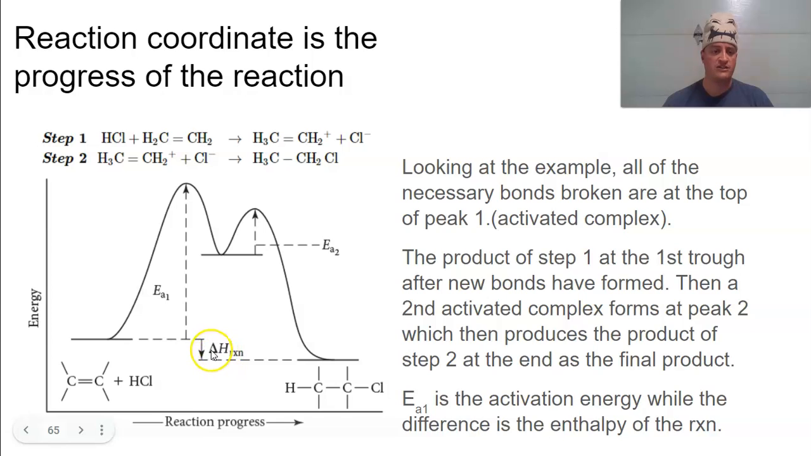The change in enthalpy of reaction, that negative 113, would be the difference between the reactants and the products. So there's a lot of energy going on to get the reaction going and continued, to get to the end point of where we're at.